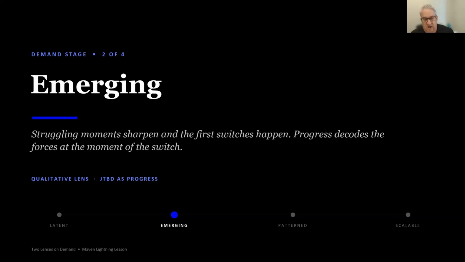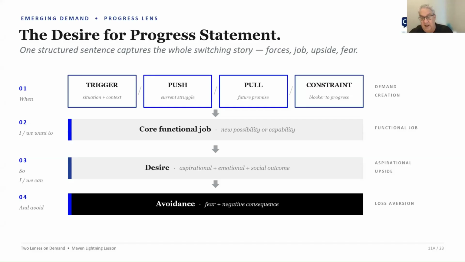As we move out of the latent stage into the emerging stage, these struggling moments begin to sharpen, and we begin to understand why people are making the switch. So this is the stage for RAMP, where all of a sudden now they had 100 customers who were using their new corporate card, were using the initial tools that were provided them. And so they had some initial definition of choice. Now, there's two things we're trying to do at this stage. We're trying to inform what I would call a desire for progress state. And you can think of these as the narratives that define your targeted segments.